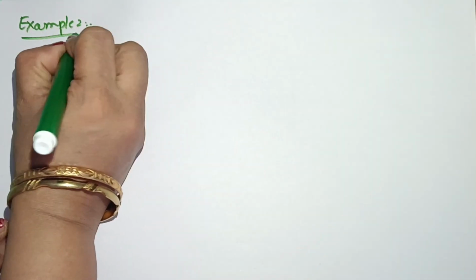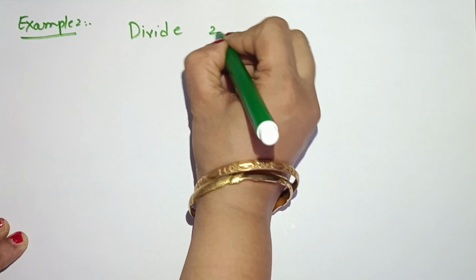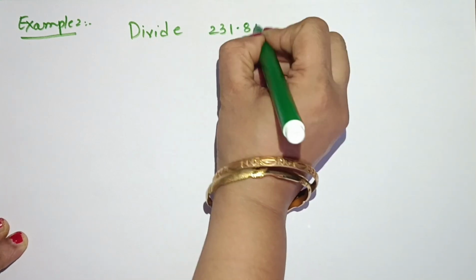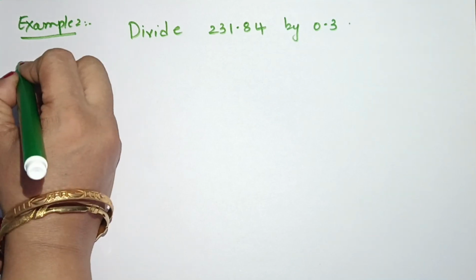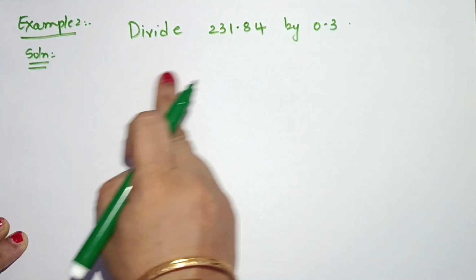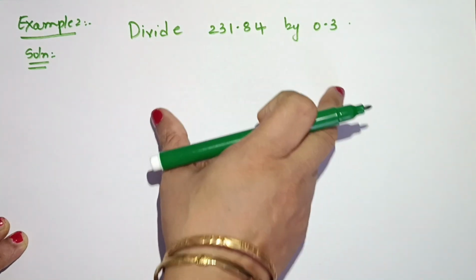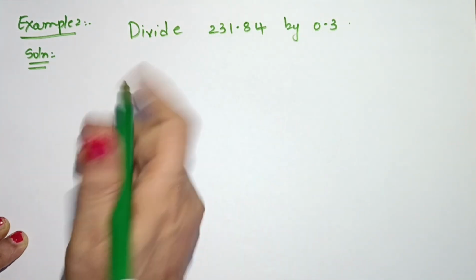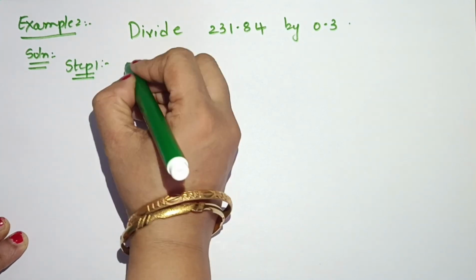Example 2. Divide 231.84 by 0.3. Step 1. Now see, in this solution I will note down the steps, but there is no need to write these steps in your examination paper. These steps are just for understanding. Let's see step 1. In step 1, what have we learned?